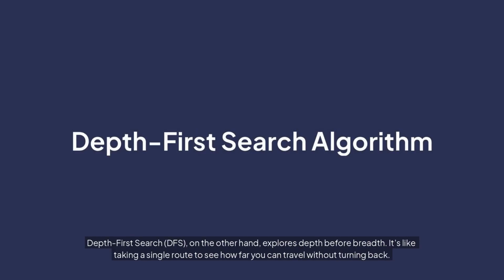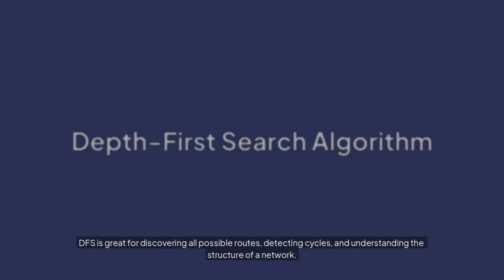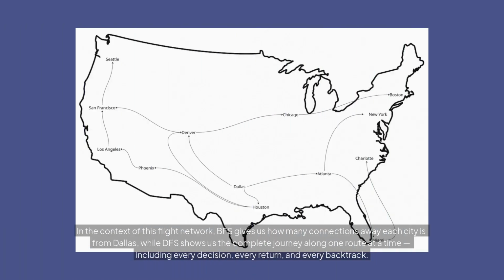Depth-first search, DFS, on the other hand, explores depth before breadth. It's like taking a single route to see how far you can travel without turning back. DFS is great for discovering all possible routes, detecting cycles, and understanding the structure of a network. In the context of this flight network, BFS gives us how many connections away each city is from Dallas, while DFS shows us the complete journey along one route at a time, including every decision, every return, and every backtrack.